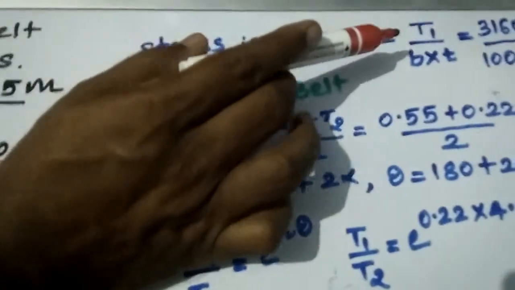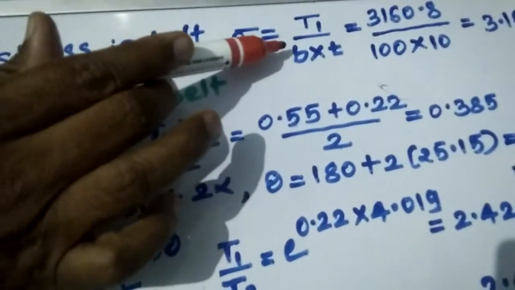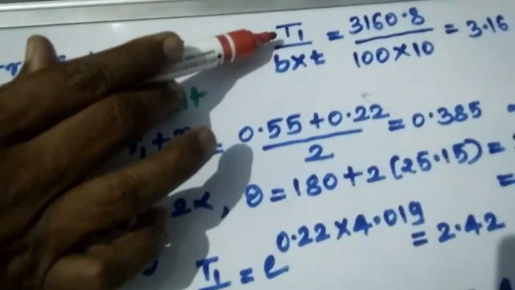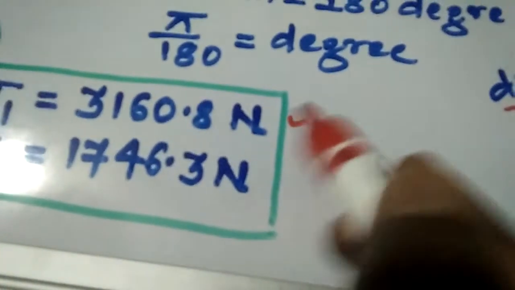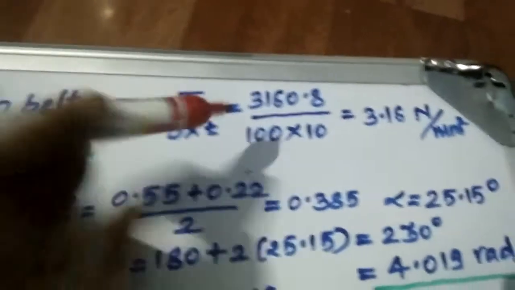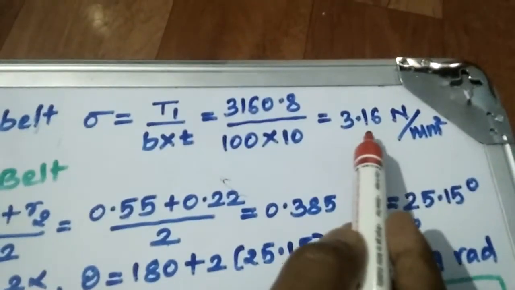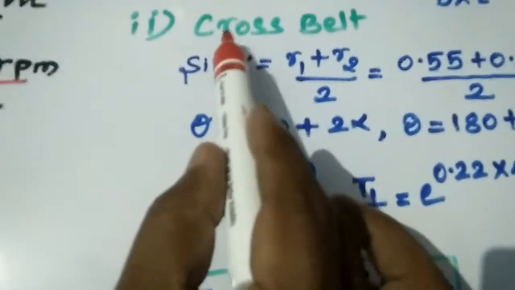Then you have to find the stress. The formula for stress is tension divided by the cross sectional area of the belt. But you have to take T1 for the tight side, that is the larger tension, 3.16. Then the width of the belt is given as 100 and thickness as 10, and you will get the stress as 3.16. Okay.